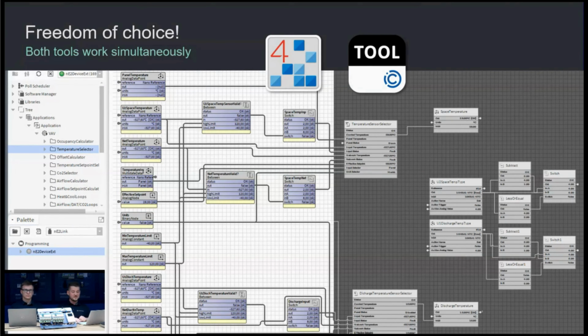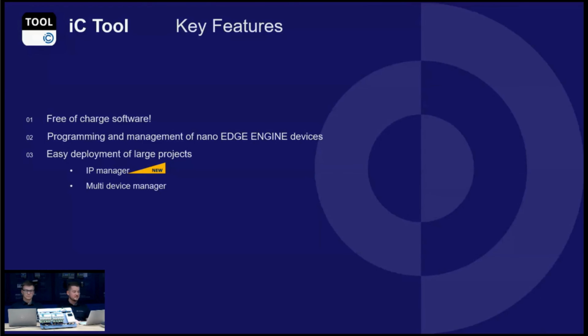So maybe Tomasz, can you tell us a bit more about the capabilities of the controller itself in the IC tool? Yes, so the first advantage of the IC tool is that it's free of charge. So you need no money to use the IC tool, you just need a Windows-based computer. And this tool allows you to fully program and manage the Nano-Edge engine devices like RAC18 IP, VAV, and more devices in the field. And in the tools, we try to make the tools so intuitive and as easy as possible.